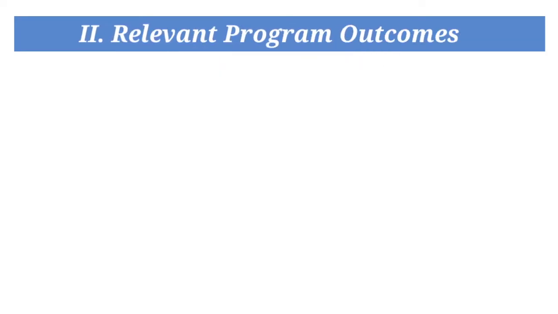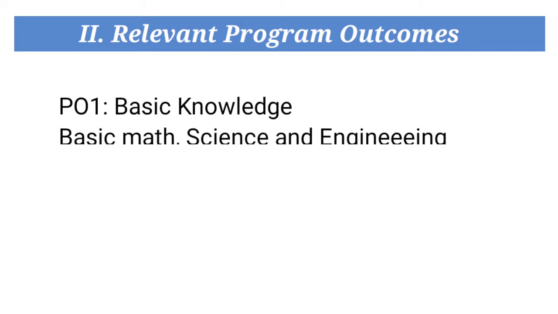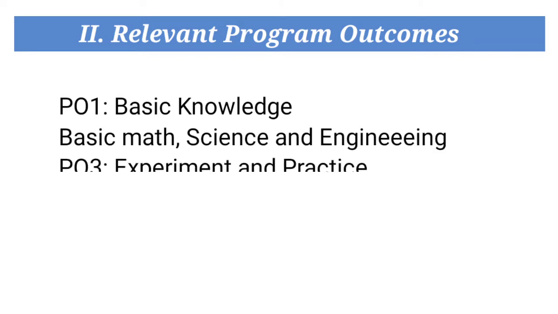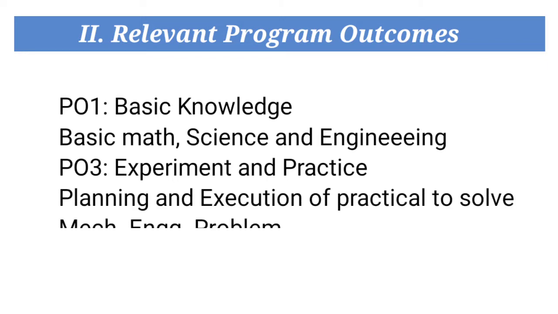Relevant program outcomes, that is the POs. PO1, the basic knowledge, in which you have to apply knowledge of basic mathematics, science and basic engineering to solve the broad-based mechanical engineering problems. PO3, experiments and practice. Plan to perform experiments and practices to use the result to solve broad-based mechanical engineering problems.